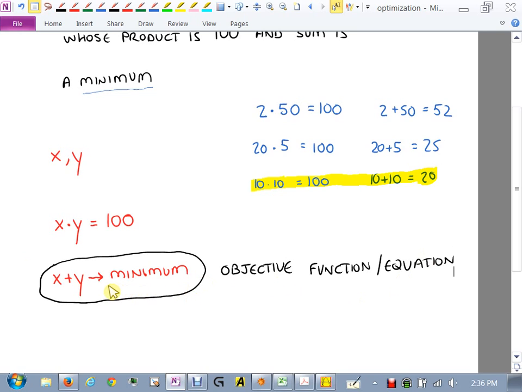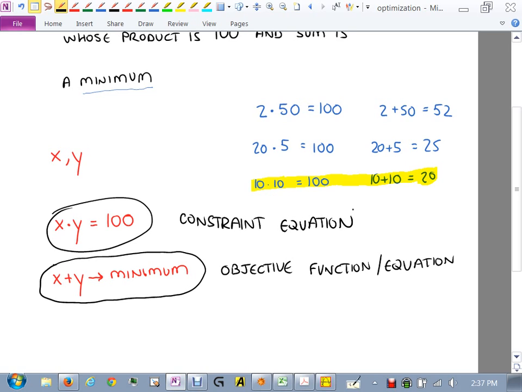But so this by itself is not what the problem's asking, right? We want the minimum of this, but there is something else we want, right? We need this to be true, don't we? We need the product to be 100. This right here is called the constraint. Does it make sense that that would be called the constraint equation? So let me go back and rephrase that question. Give me two numbers that when you add them up together, you get the smallest thing possible. But they have to multiply to be 100. That's the constraint. That now changes what you're allowed to use for x and y.